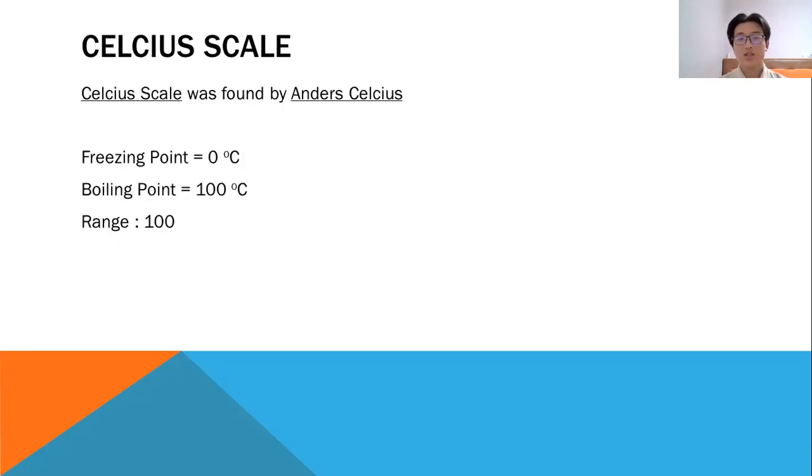So the first unit of temperature is Celsius. The Celsius scale was founded by Anders Celsius. Now, as I mentioned earlier, it is very well known worldwide. Why? Because it is very easy to use. It's very easy to remember because the freezing point of the Celsius scale is 0 and the boiling point is 100. So subtracting 100 minus 0, we find the range, which is 100.